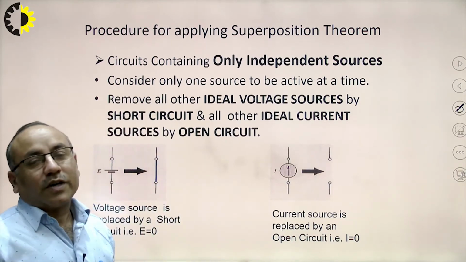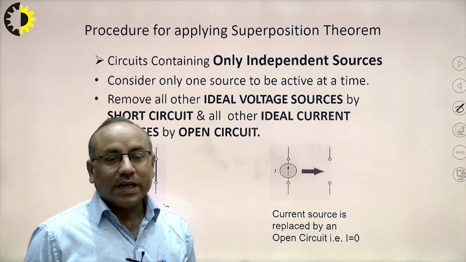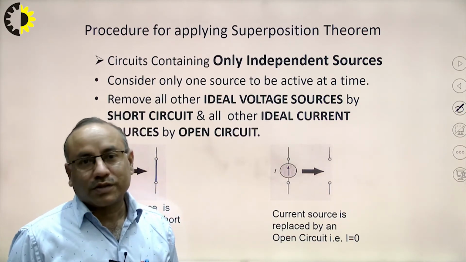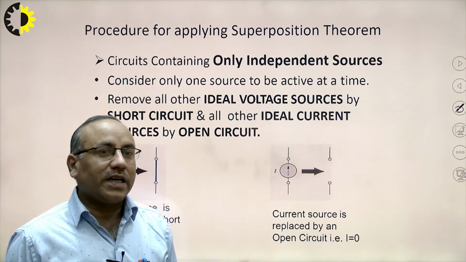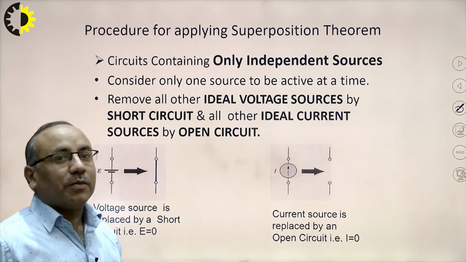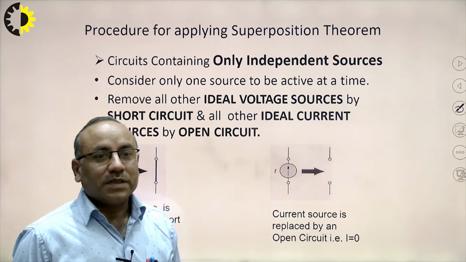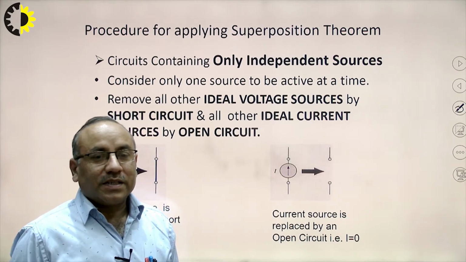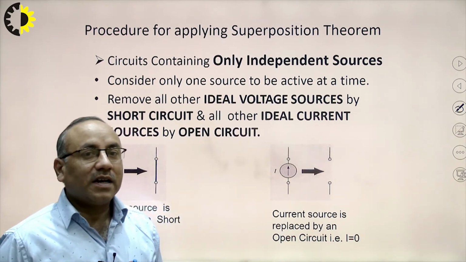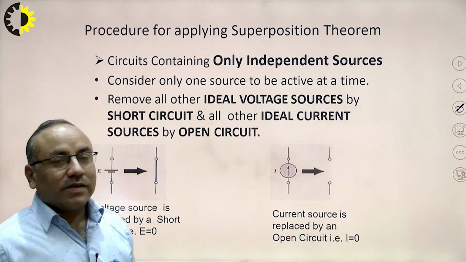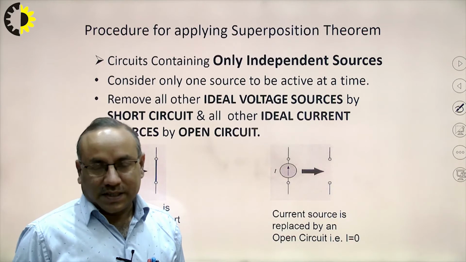So, when we turn off an ideal voltage source, it should be replaced by a short circuit in order to make the voltage of the source 0. Similarly, if it is an ideal current source, then it should be open circuited, so that the current of the ideal current source becomes 0. The reason is the infinite internal resistance of the ideal current source, which is connected in parallel to the current source. All these things we discussed in the very first lecture of this DC circuit series.